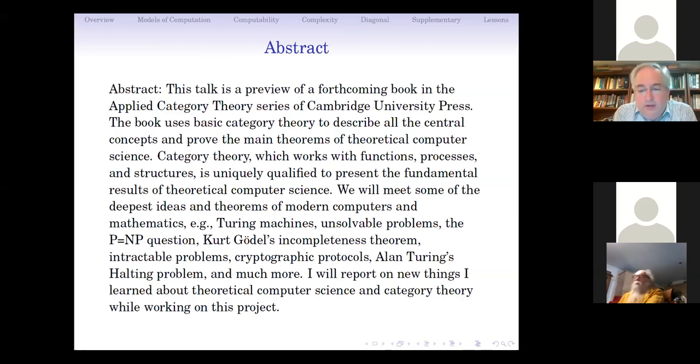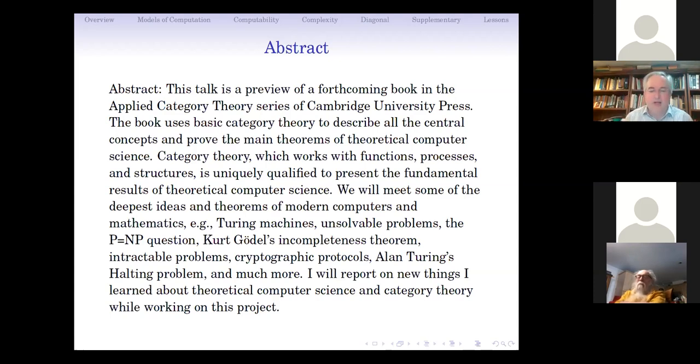I will report on new things I learned about theoretical computer science and category theory while working on this project. I promise you, you will not learn anything new about category theory. What my aim here is to show you is that the right way to learn theoretical computer science is using category theory, and the category theory that we're going to use is not that sophisticated, but I think it's nice.